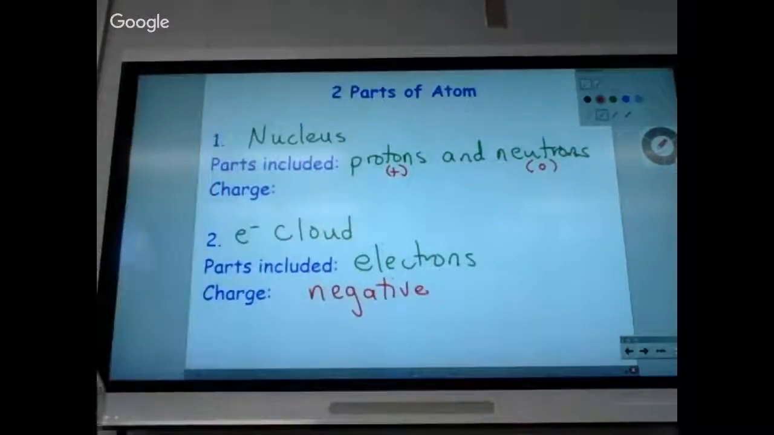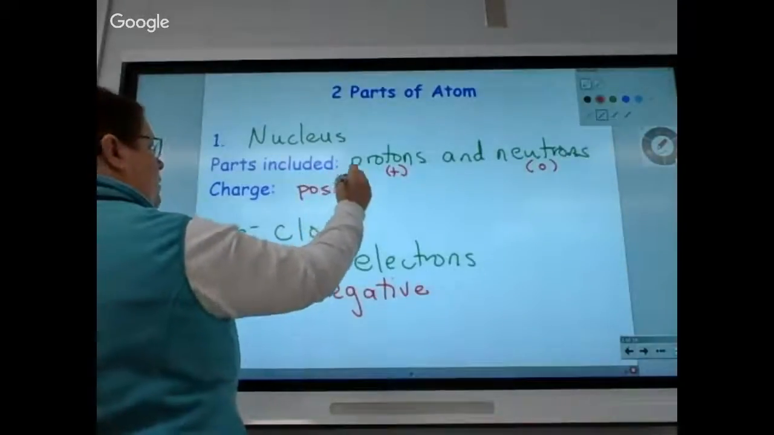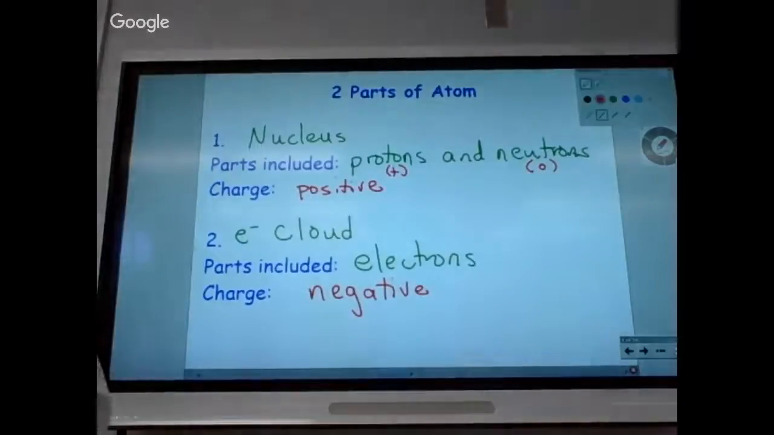All right, so what happens in math class if you have a positive and a neutral? What happens if you have a positive and a neutral? It's going to be positive, okay? So the overall charge on the nucleus is positive, and the overall charge on the electron cloud is negative. Okay, does that make sense?